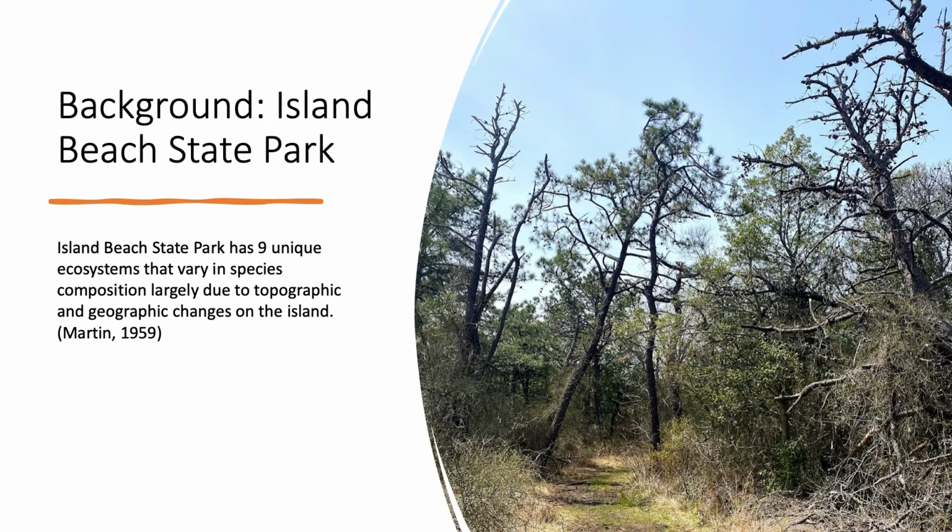In total, there are 9 unique ecosystems on the island that will vary based on where they're located and the elevation at which they're located. It's important to note that slight alterations in topography will result in different species composition in each one of these ecosystems due to encounters with the saltwater spray from the ocean.